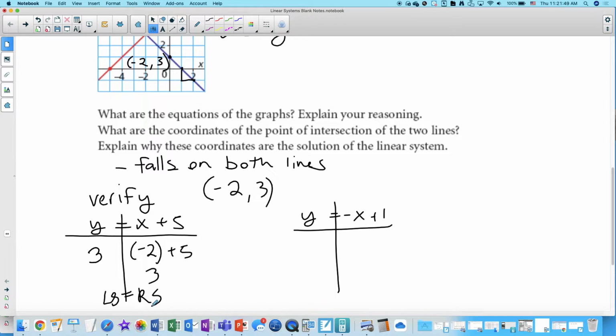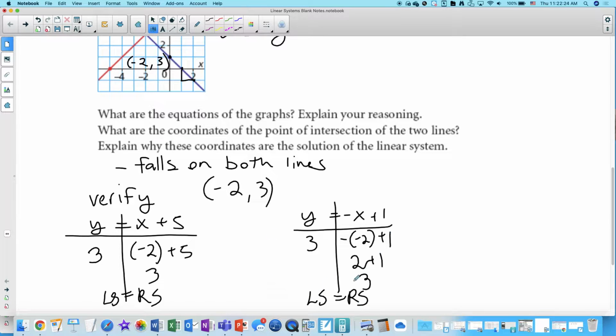Okay, and then in this scenario, again, y is 3. X, be careful here, it's -x. And x itself is negative. So it's -(-2) plus 1. And that comes to 2 plus 1, which is 3. And now we have the left side equaling the right side again. Okay, so these are various ways to verify.